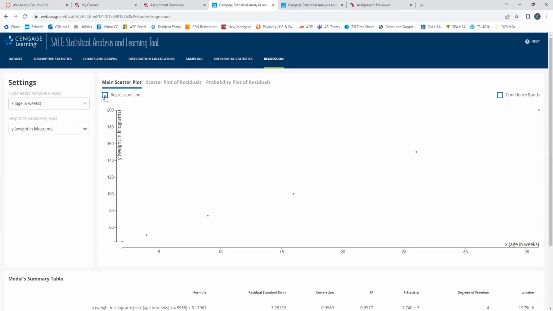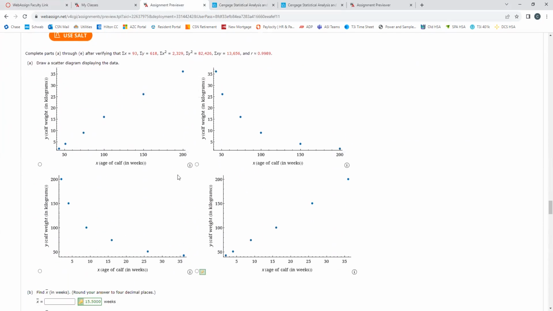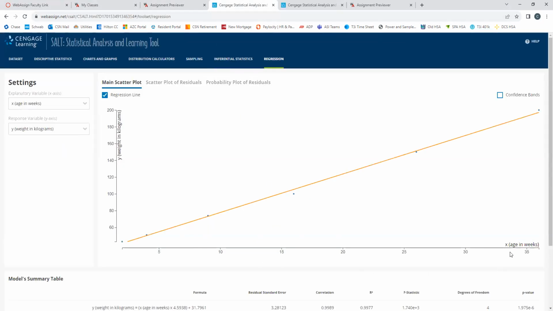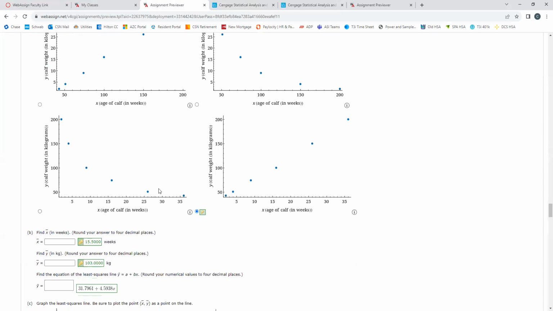I can even click this button right here, and it'll plot the regression line for me. So now if I take a look up here, I say, okay, which one do I have? Well, I either have A or D. They look very similar, but the scales in X look very different. So I would say, oh yeah, this goes from 5 to 35. It's definitely going to be D, the fourth option right here.